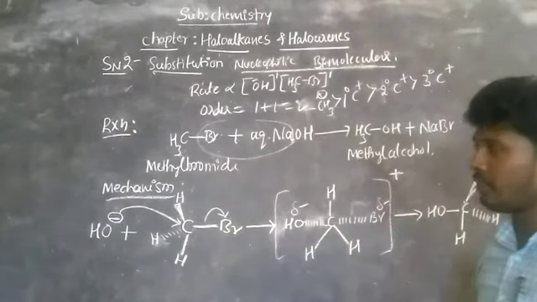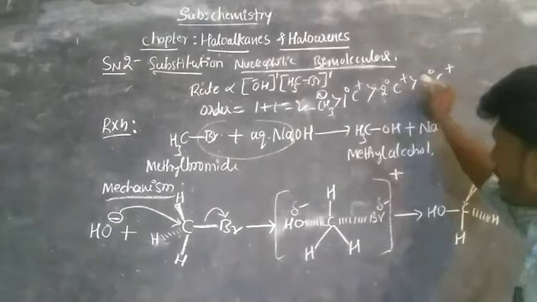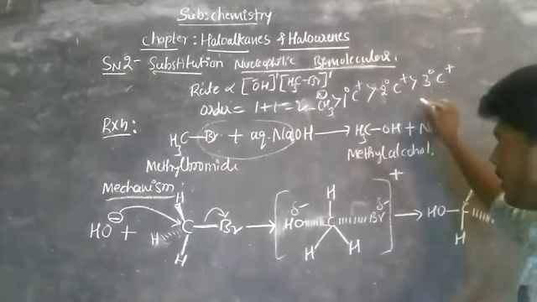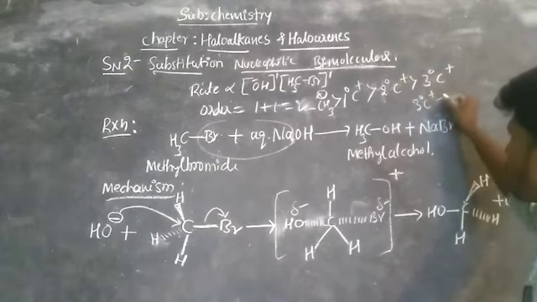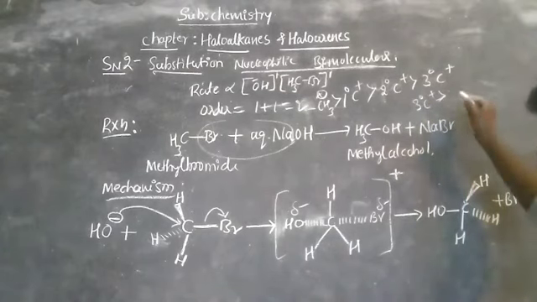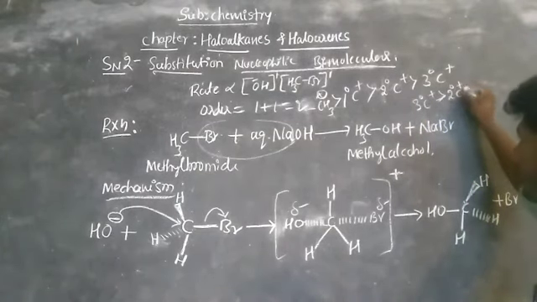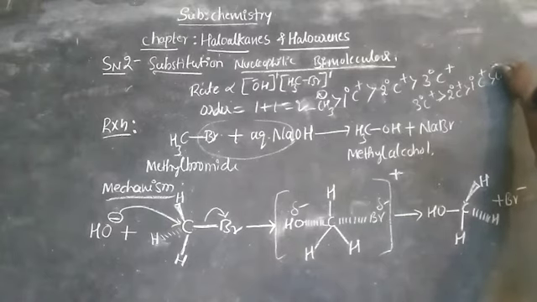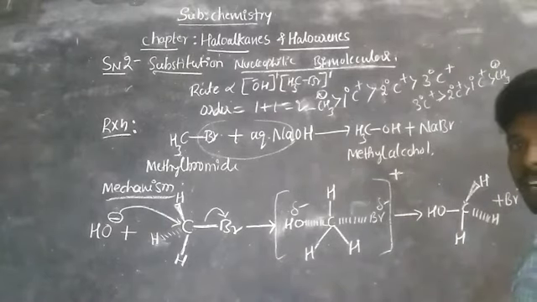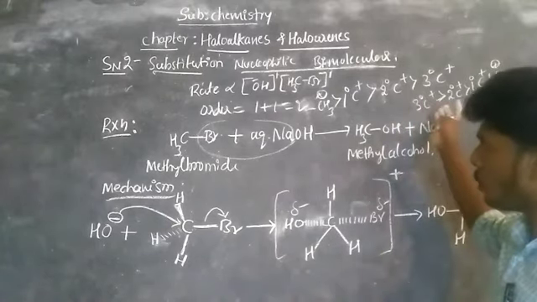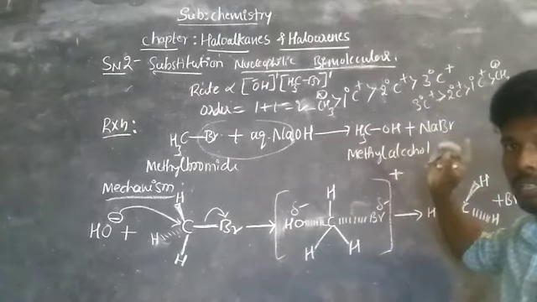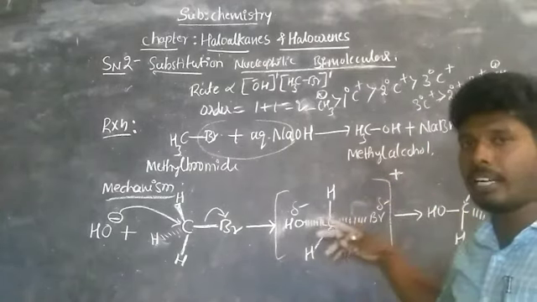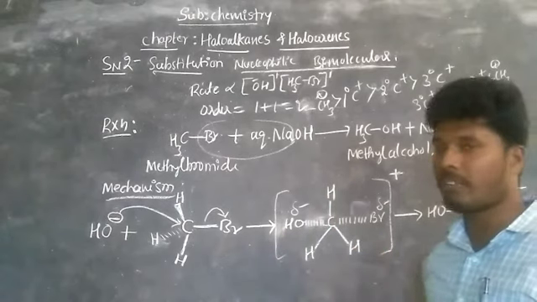But in the SN1 reaction this is exactly opposite. In SN1, the tertiary butyl carbocation is more favorable, then secondary butyl carbocation and primary carbocation, and the last one is methyl carbocation. This is the order of reactivity towards SN1. So these we studied in detail while studying the difference between SN1 and SN2.